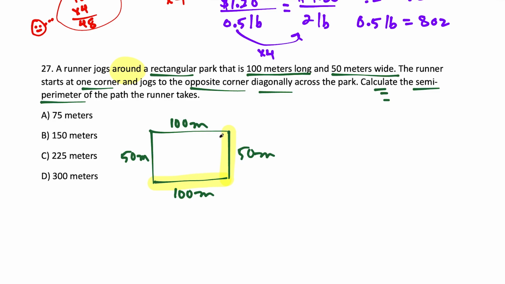So all we have to do here to find the semi-perimeter is we just have to add up here. We're going to say the semi-perimeter, we're just going to call S, is equal to 100 meters plus 50 meters. And this is going to work out to 150 meters.